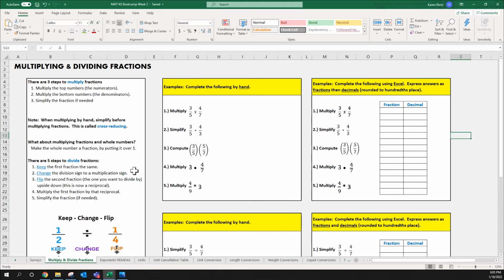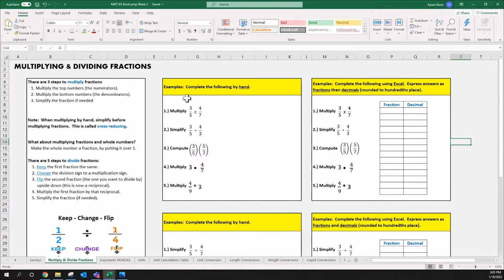You will see on a tab called multiplying and dividing fractions, I have two sides of the spreadsheet. The far left has some rules for multiplying and dividing fractions. The middle column here is us practicing by hand. And this last area is going to be, how do we do this in Excel?